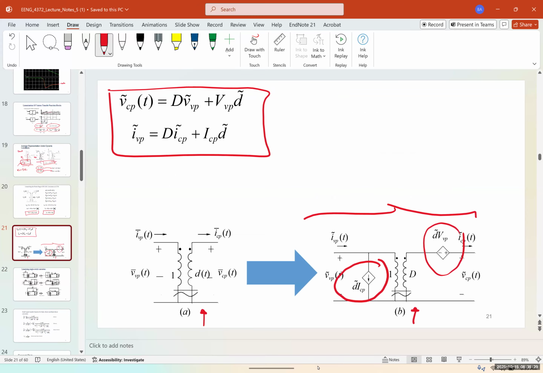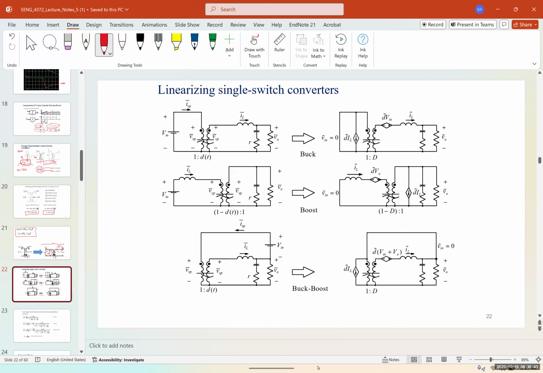Now, why do we use a dependent and not an independent source? Obviously, because this changes depending on the duty ratio that we have, and also the output voltage and the input current, which are continuously changing.